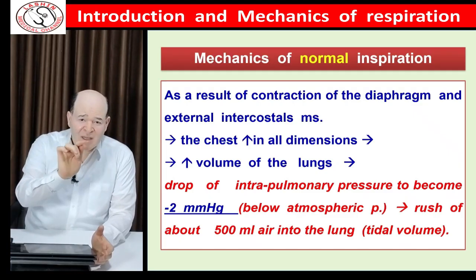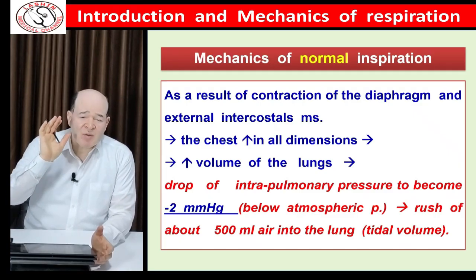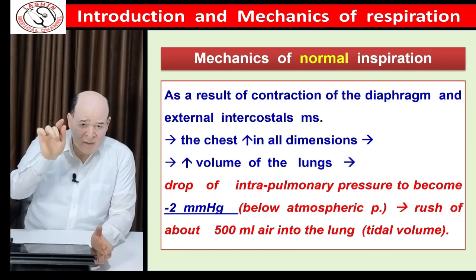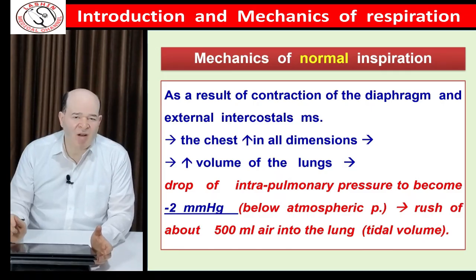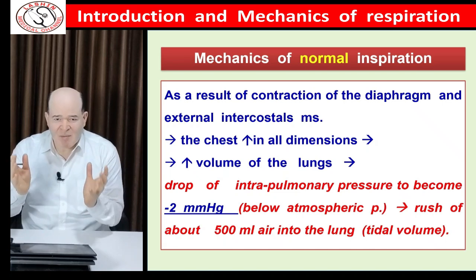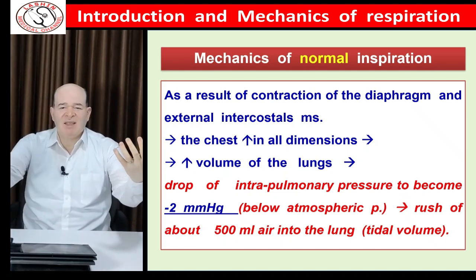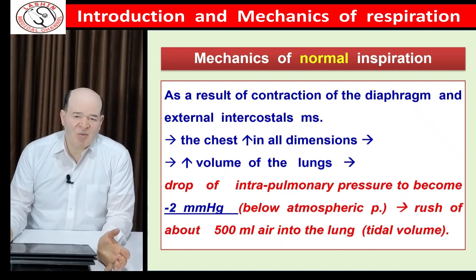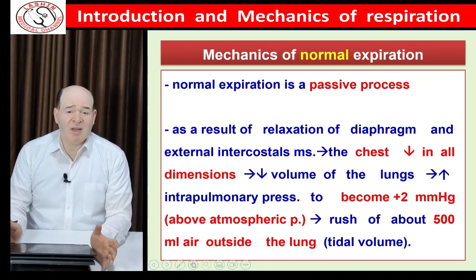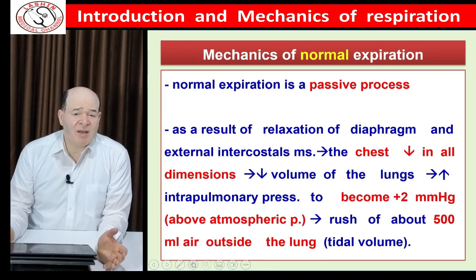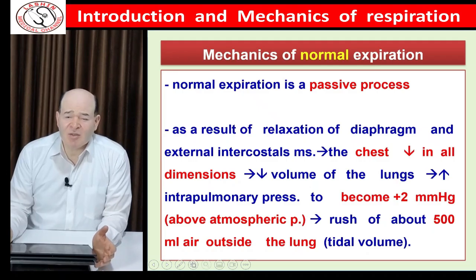We call it -2 because we consider the atmospheric pressure, which is 760 mm mercury, as 0 because it is constant. Because the pressure is subatmospheric, air rushes inside the lung, which is the process of inspiration.